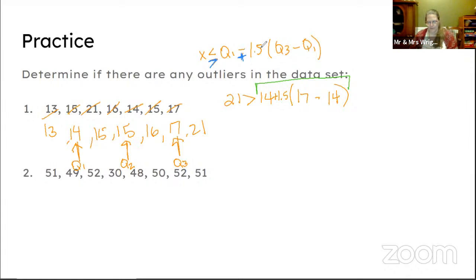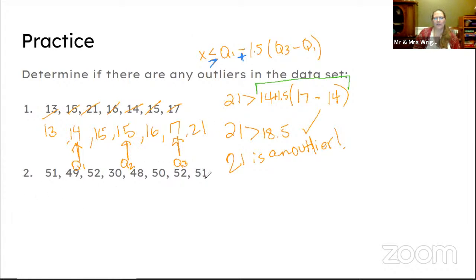All right, so 14 plus 1.5, open parentheses, 17 minus 14, close parentheses, enter. So I got 21 is greater than 18.5. Is that a true statement? It is. So 21 is an outlier. So that's number 1. All right, I'm going to switch to blue here.